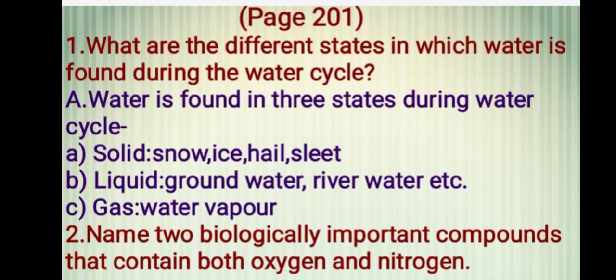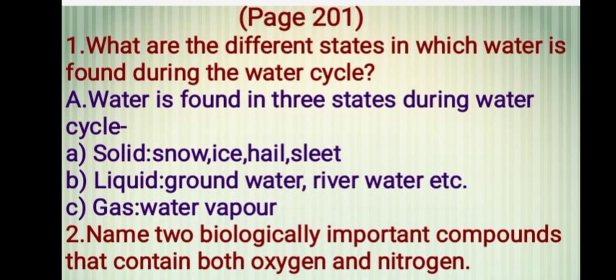What are the different states in which water is found during the water cycle? We can have answer like this. Water is found in three states during water cycle: solid as snow, ice, hail, sleet; liquid as groundwater, river water, etc., and gas as water vapor.